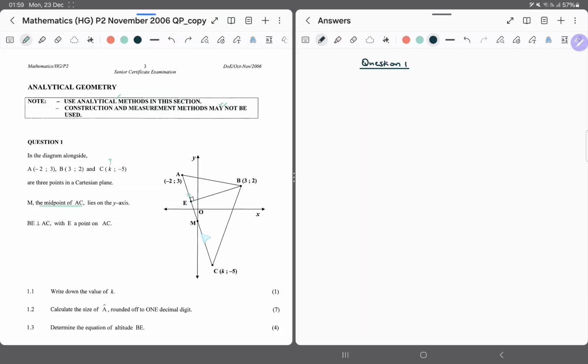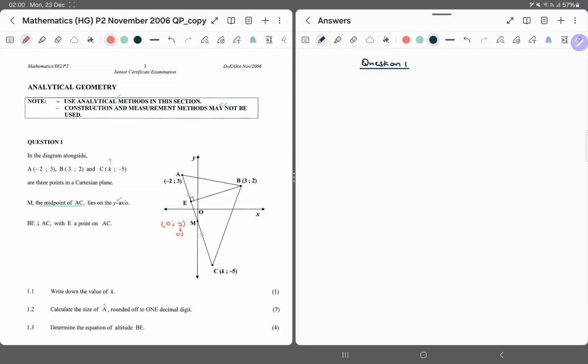So we can see that AM is effectively equal to MC, and this lies on the y-axis. What does that tell us about the coordinates of M? It tells us that the coordinates of M are some y value and 0. Of course, the y value we expect to be negative if we ever find it.